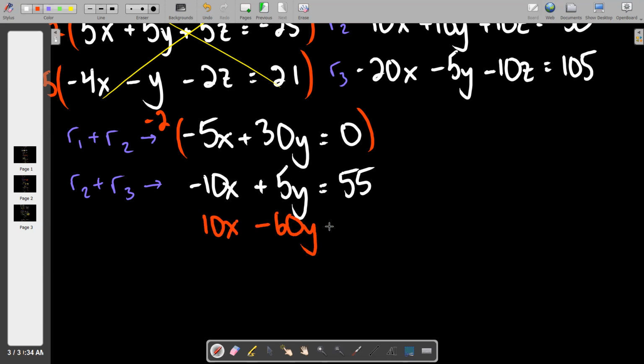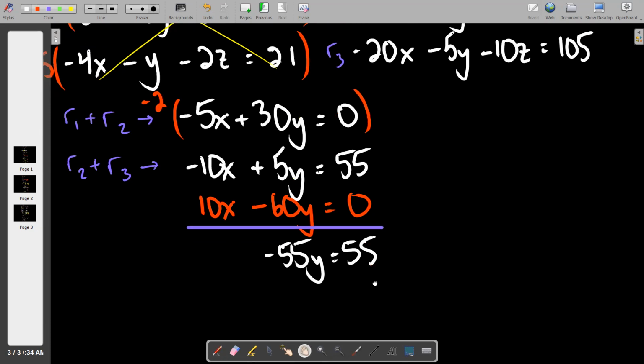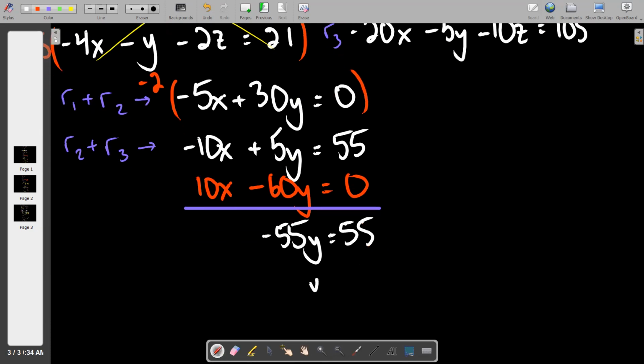Minus 60y equals 0. And these two rows now, right above this purple line, are the two that I'm going to combine to get us down finally to the promised land, the 1 by 1. So when I add them together, what do I get? There it is. So finally, the first piece of the puzzle falls into place.